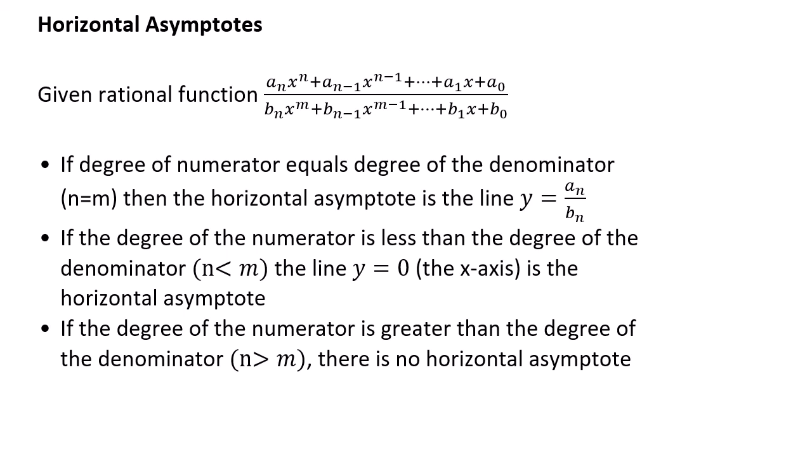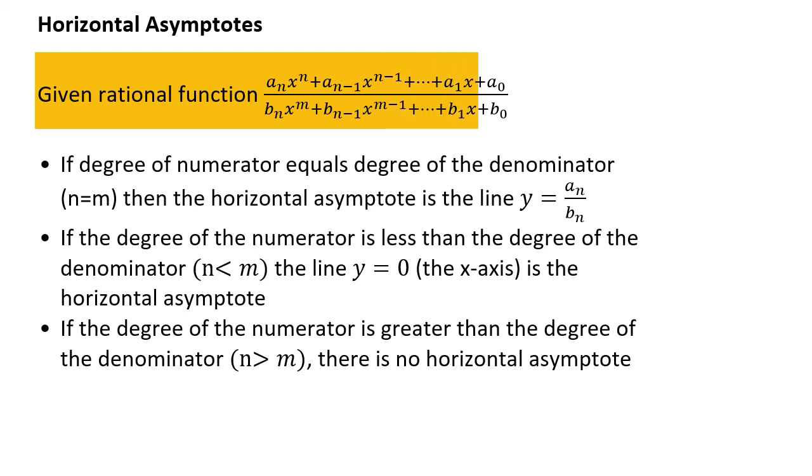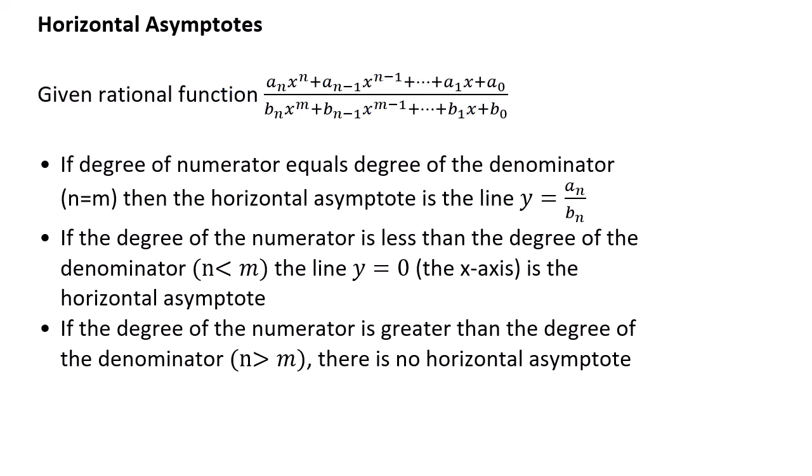Horizontal asymptotes, if we're given the rational function a sub n x to the power n plus a sub n minus 1 x to the power n minus 1 plus, keep going, plus a sub 1 x plus a sub naught, all divided by b sub m x to the power m plus b sub m minus 1 x to the m minus 1 plus dot dot dot plus b sub 1 x plus b sub naught, we may have horizontal asymptotes or we may not.